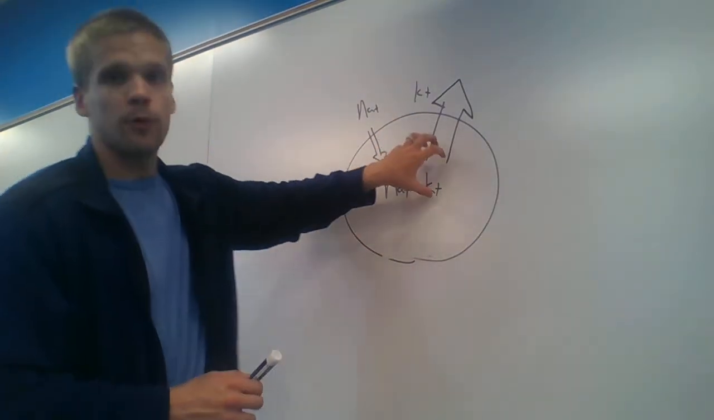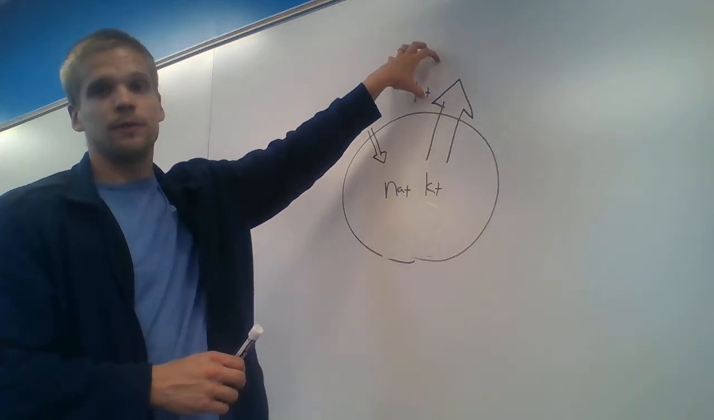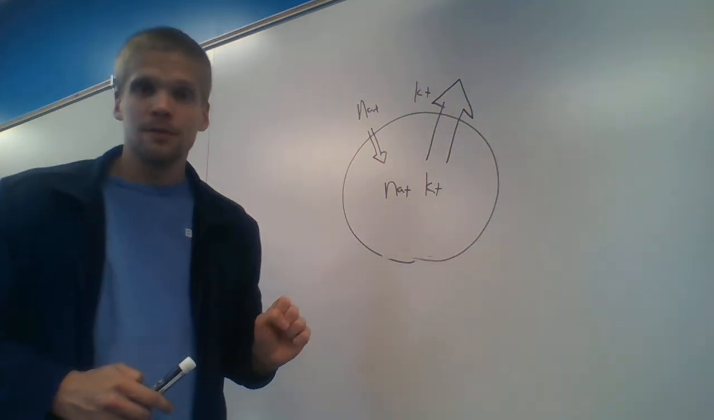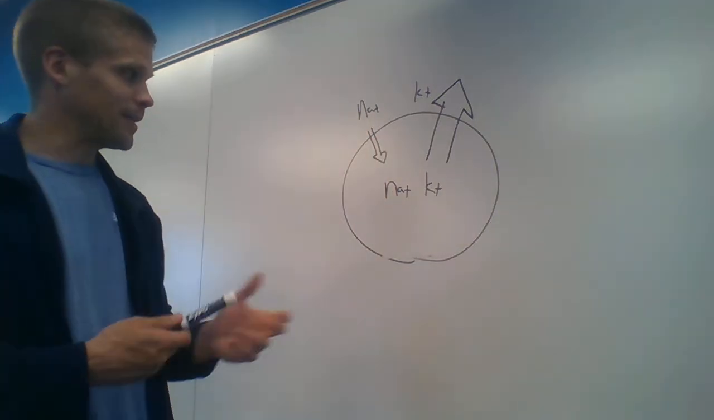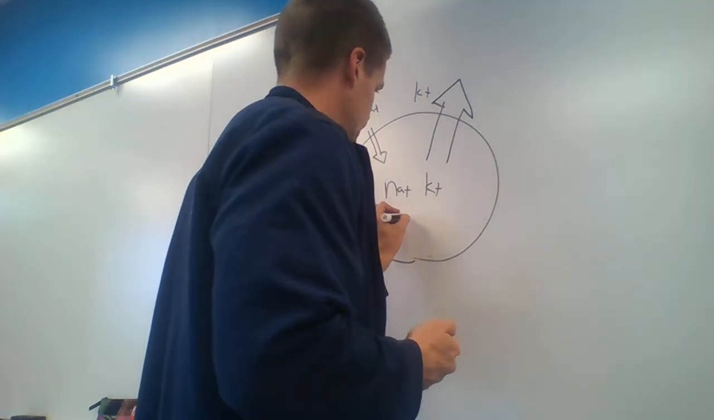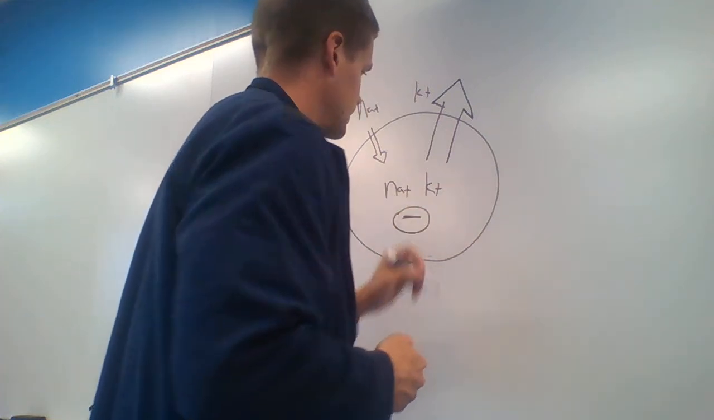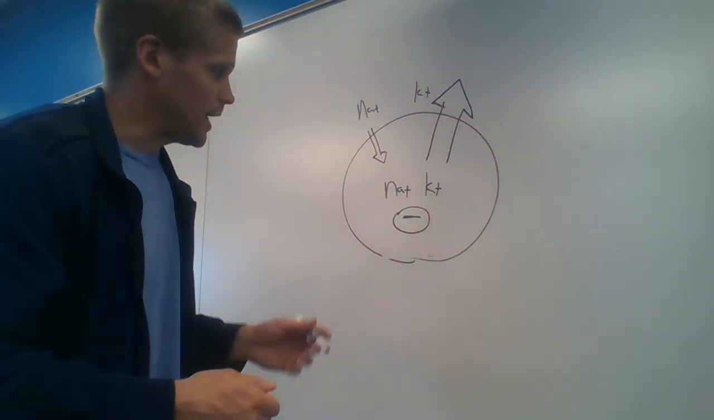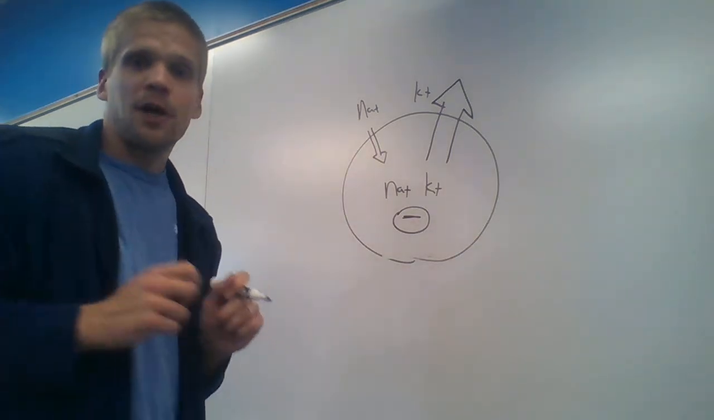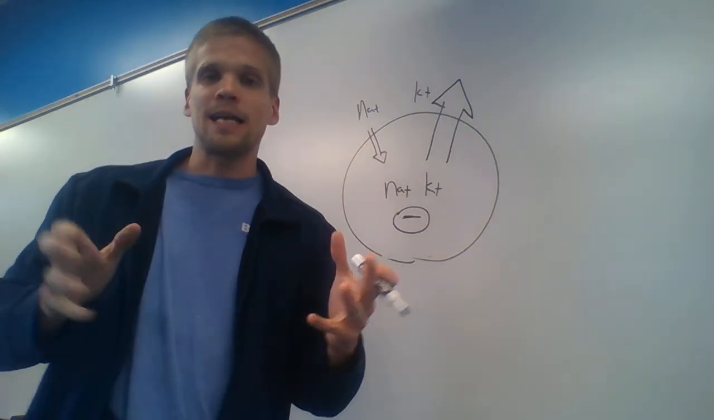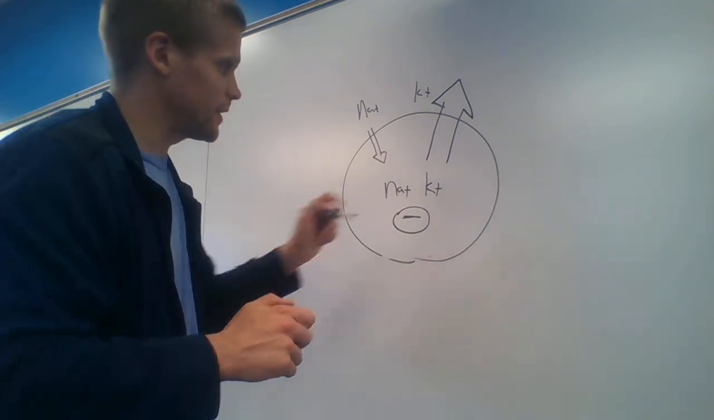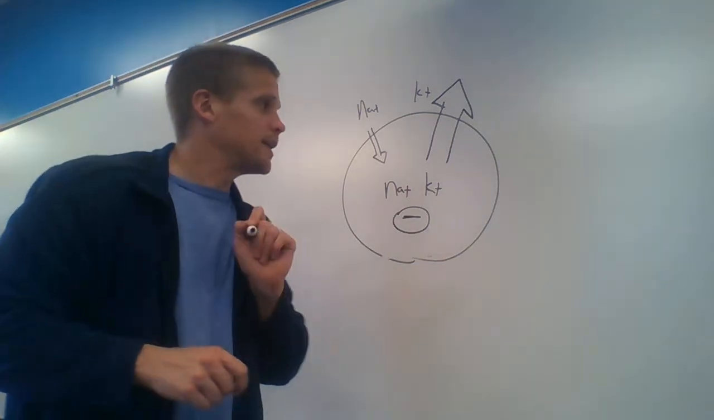As more and more potassium leaves at a faster rate than sodium comes in to make up for the number of positively charged ions leaving, the inside is going to become more and more negative because we're losing positively charged ions. Okay, so what's happening at the inside of the cell? We're developing an electrical driving force. Okay, the inside of the cell is becoming more and more negative.